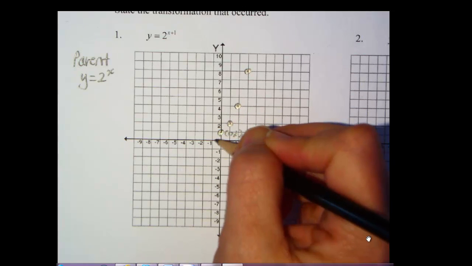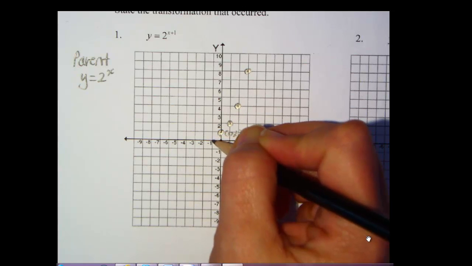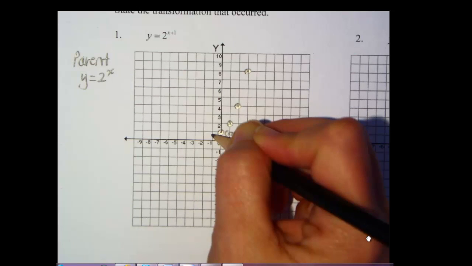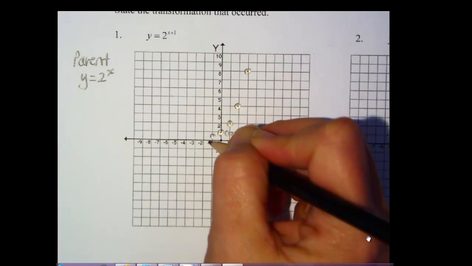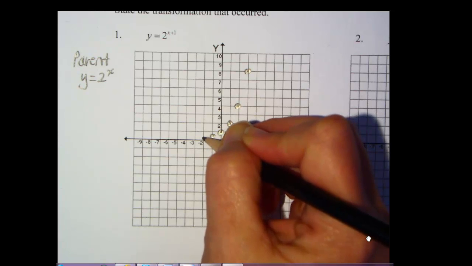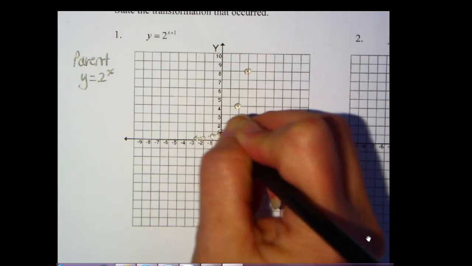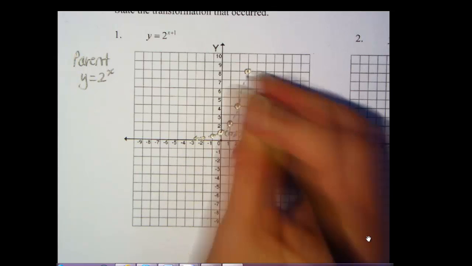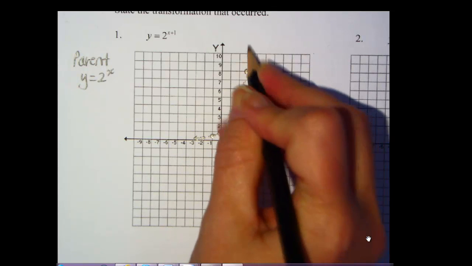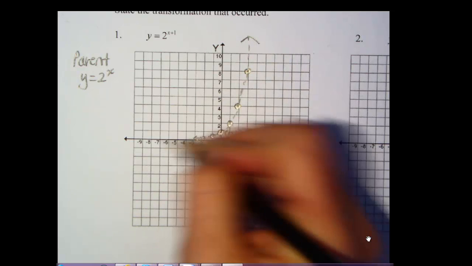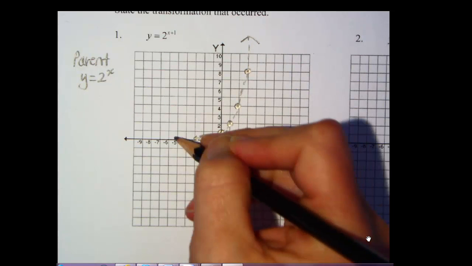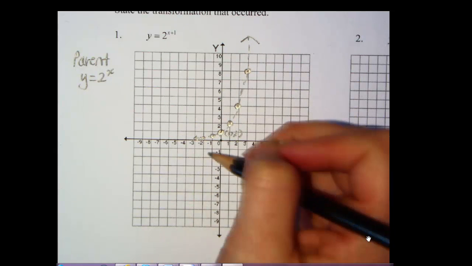And don't forget some fractions. If x is negative 1, 2 to the negative 1 is 1/2. If x is negative 2, 2 to the negative 2 is 1/4, and so on. And this is where we saw our first asymptote. In this case, it's the x-axis. It is the line that this 2 to the x graph is approaching but never touching. Okay, so there's our parent.